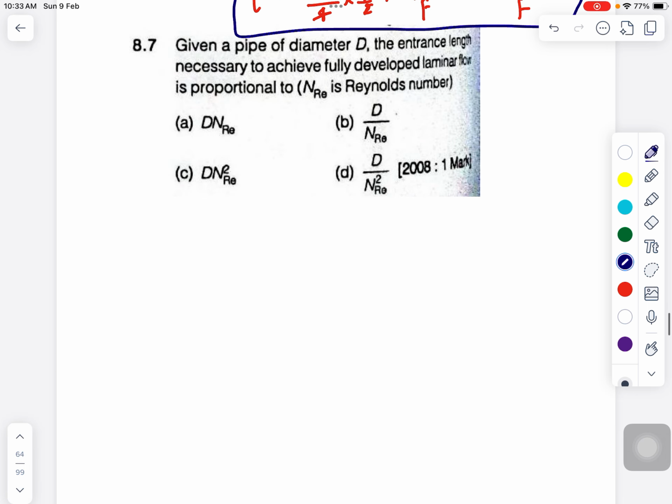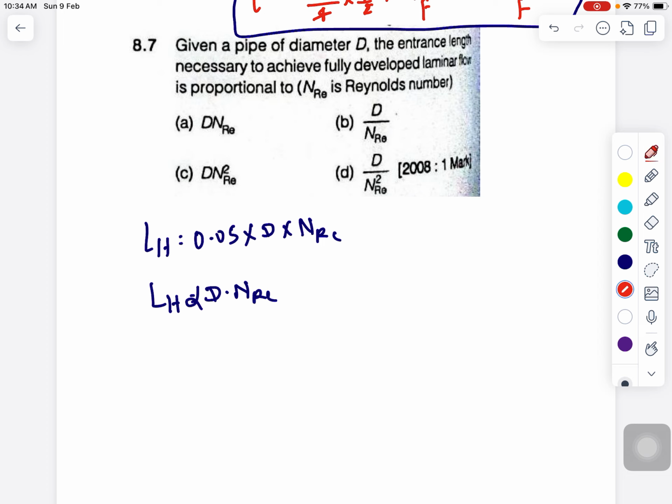Okay, now moving to our next question. The question says that given a pipe of diameter d, the entrance length necessary for the fully developed laminar flow condition. So for laminar flow, the entrance length used to be 0.05 into d into Reynolds number N_Re. So you can see that the thermal entry length or entrance length is directly proportional to d into Reynolds number N_Re. Is that clear?